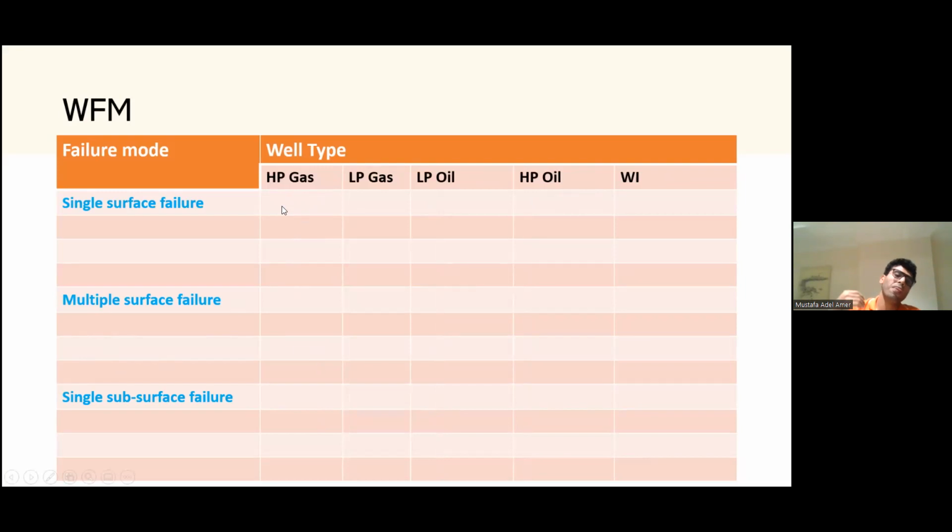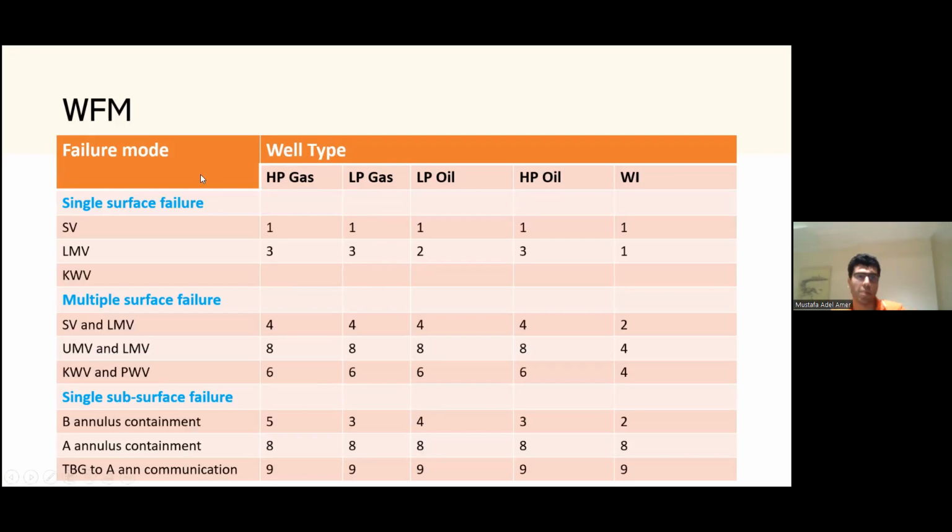And then we put the failures that we encounter. For example, is it a single surface failure or multiple surface failure, or single subsurface failure or multiple of both? For example, if you have failure in the wing valve, in the swab valve, and the upper master valve, how critical it is for a gas well, oil well, water injector, or high pressure gas well. For example, if you have a problem in the swab valve, which you can just open and connect the pressure gauge to read the pressure on the Christmas tree, if you lose it in a well, it's not a major incident.